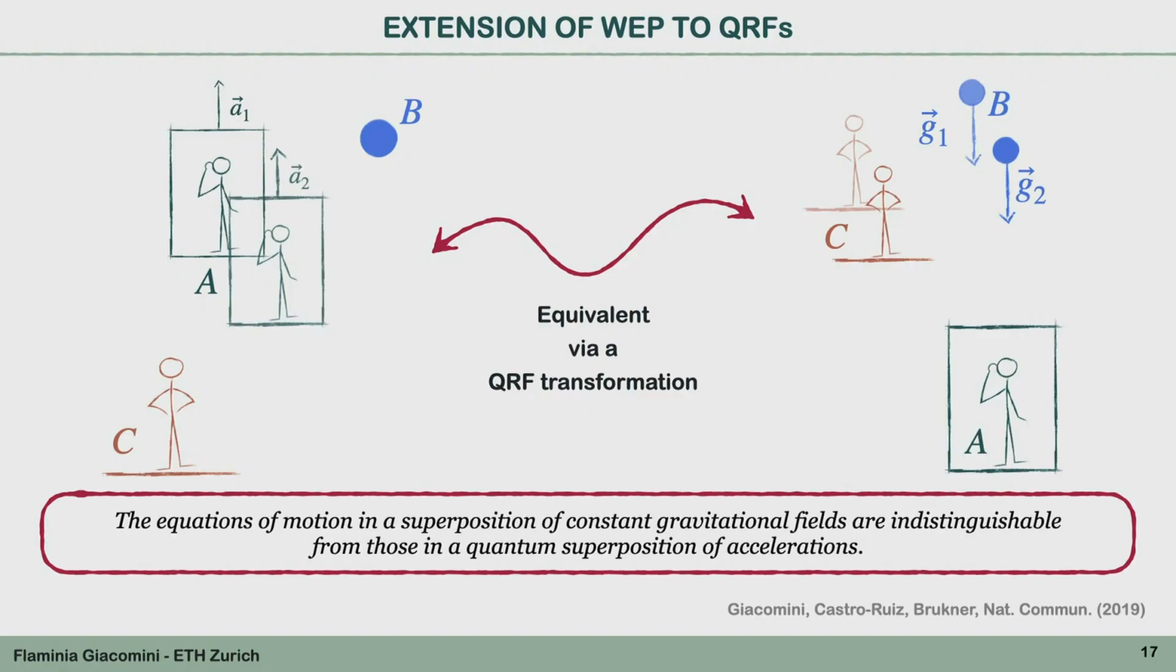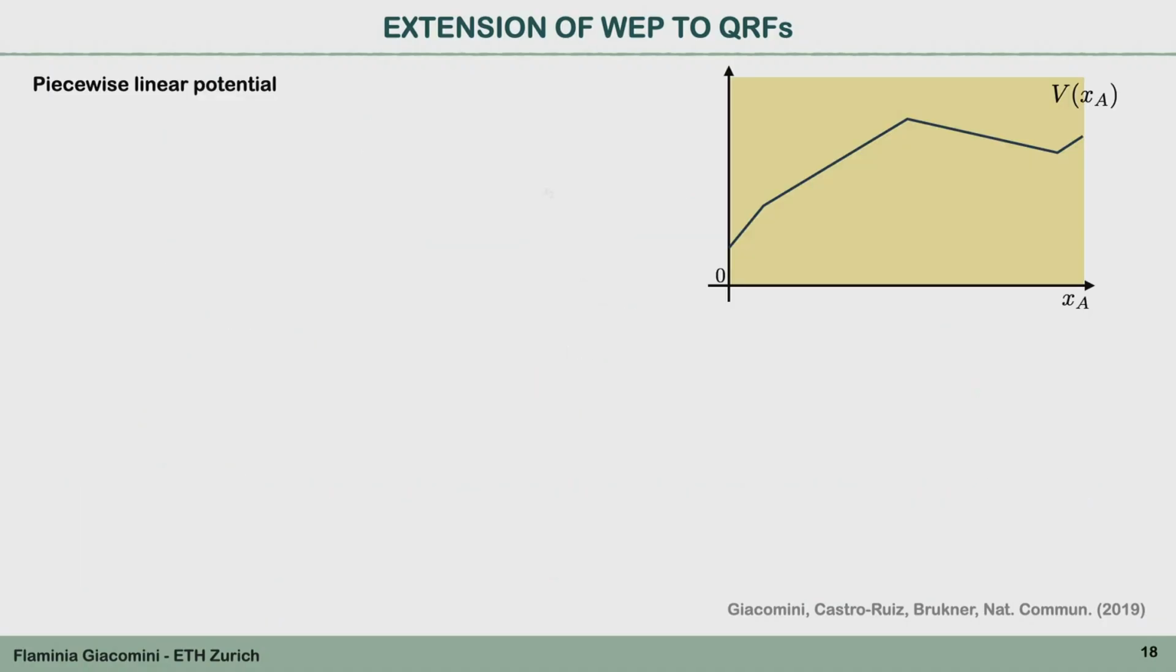So basically the statement could be that the equations of motion in a superposition of constant gravitational fields are indistinguishable from those in a quantum superposition of accelerations. How do I realize that? I have to put myself in the conditions in which I can have a quantum superposition of accelerations. And here I have a first difficulty, because there is no acceleration operator in quantum mechanics.